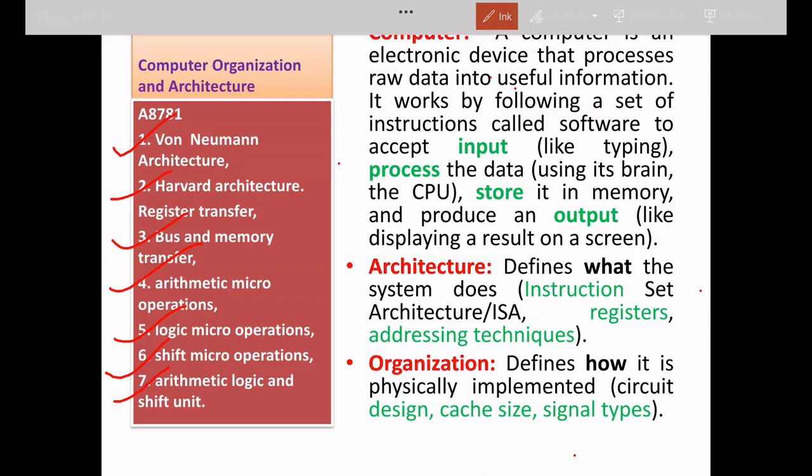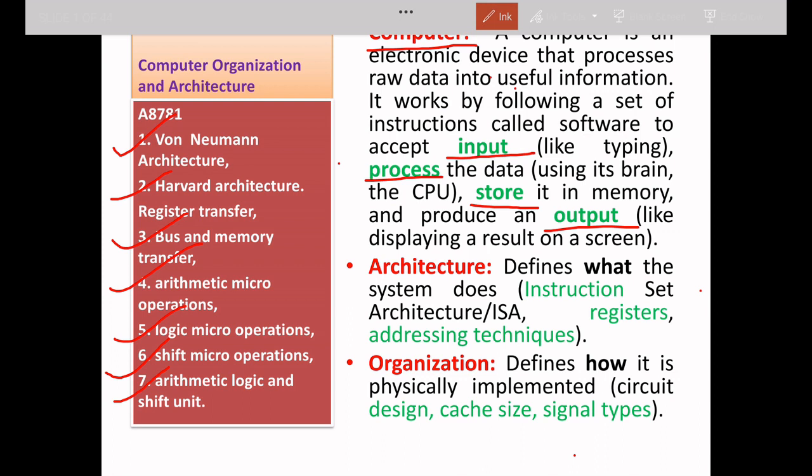This is very important, and we will try to complete the definitions. The first question: what is a computer? A computer is an electronic device that processes raw data into useful information. It works by following a set of instructions called software. It accepts inputs, first; then it processes, second; third, it stores the data; and at last you get the output. That is the meaning of computer.